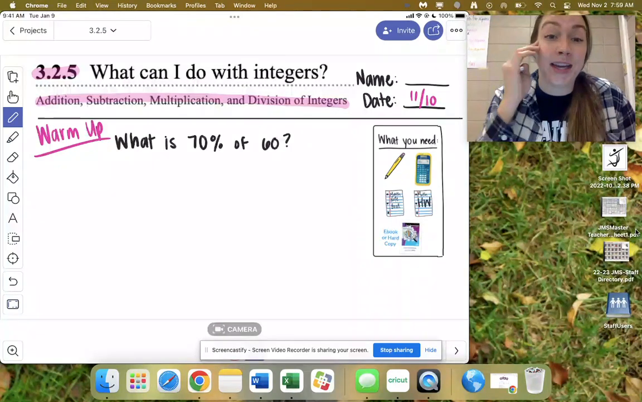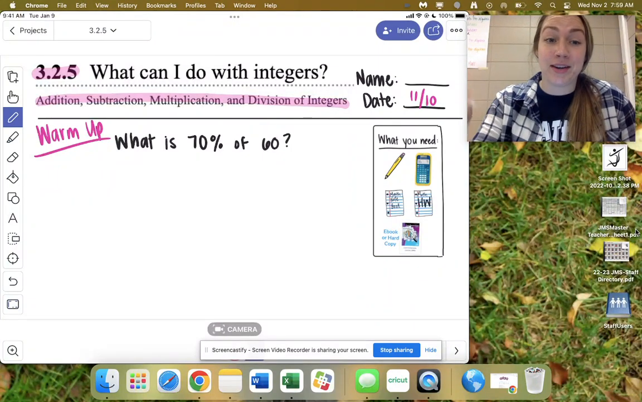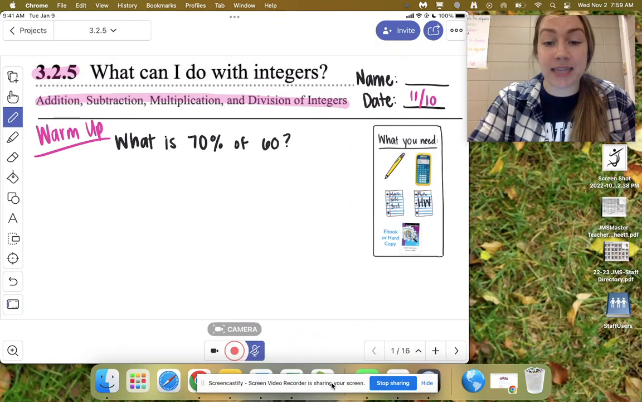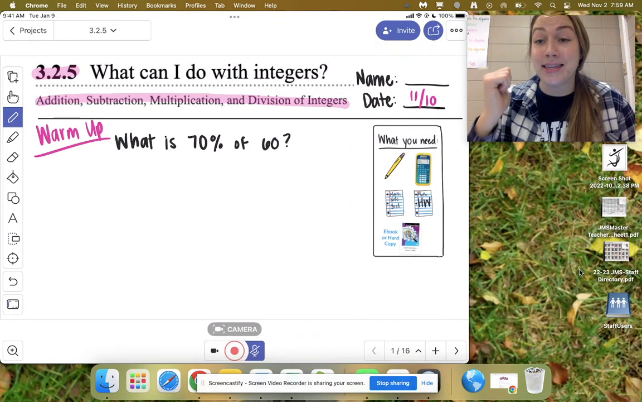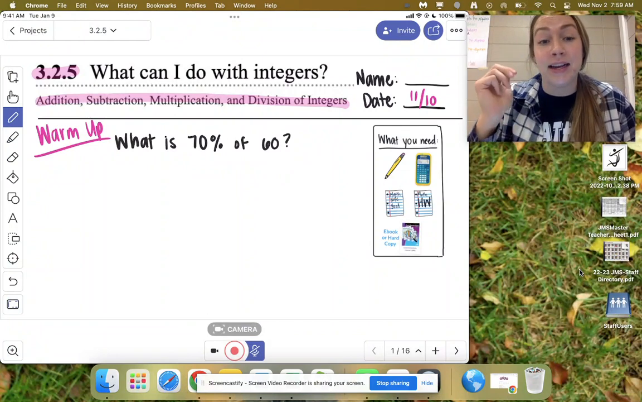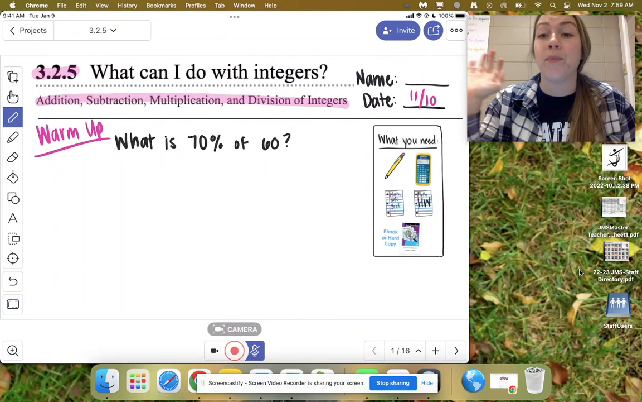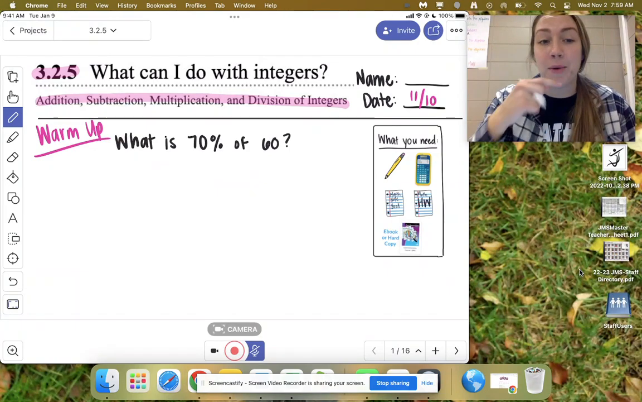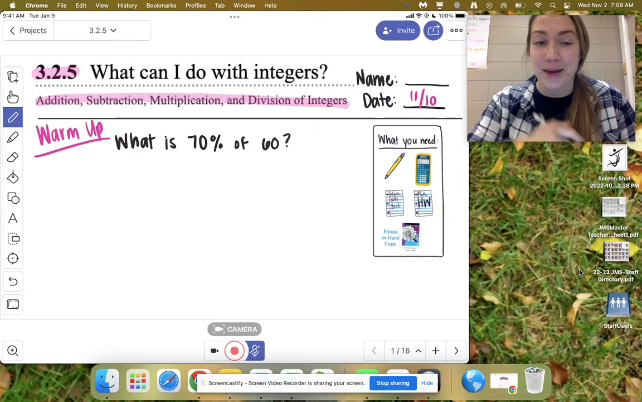So 325, what can I do with integers? This one right here says, what is 70% of 60? We worked on writing it as decimals yesterday, and fractions, and with a hundredths grid. And some of you just know how to do it in your head. So do whatever works for you. I will give you about 2 minutes to do this, so pause the video and come back in 2 minutes.